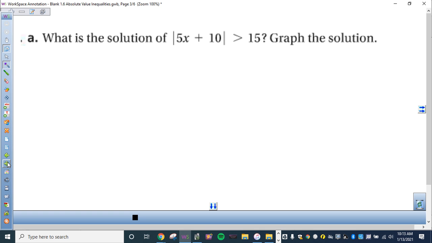For maybe 4 or 5 more hands, and then I will begin the problem. There we go. All right.